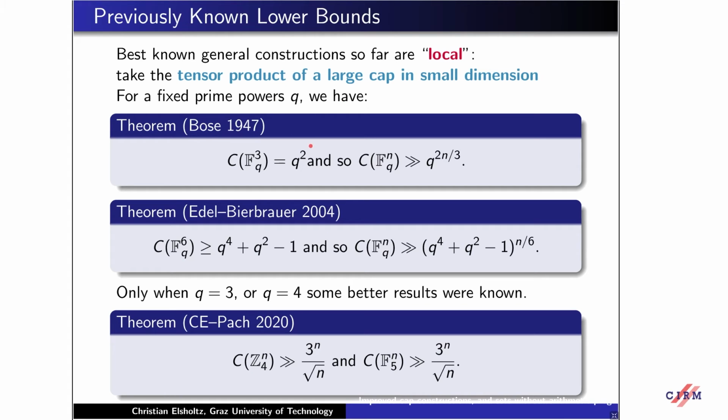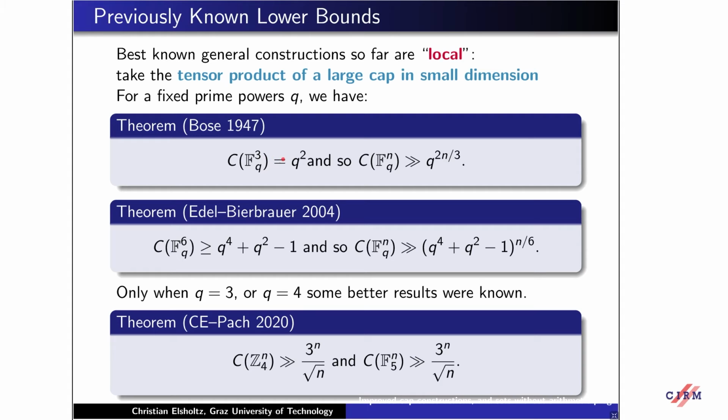Okay, so what is known about lower bounds? I mentioned the result by Bose in dimension 3. Yeah, so you have q squared. And actually, this c now is the maximum number of points in the finite field F_q, dimension 3. Yeah, this is the notation for the maximum number of points.